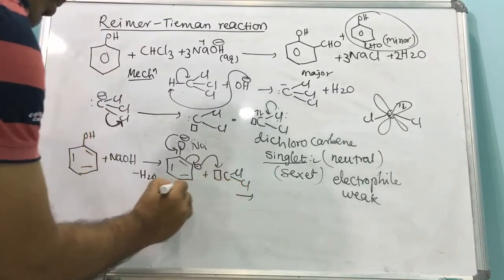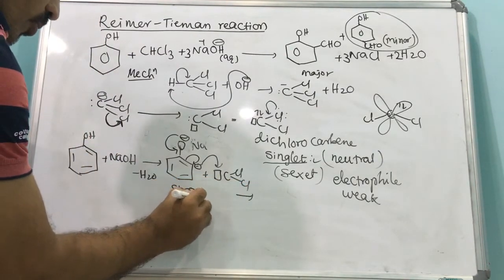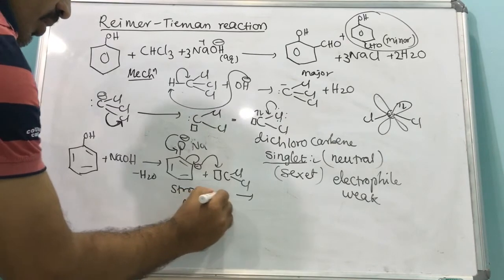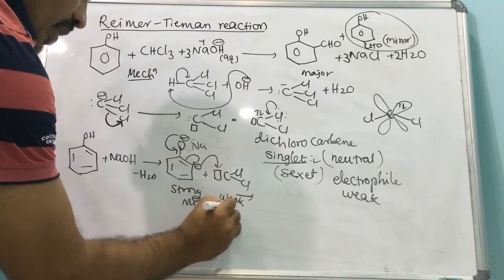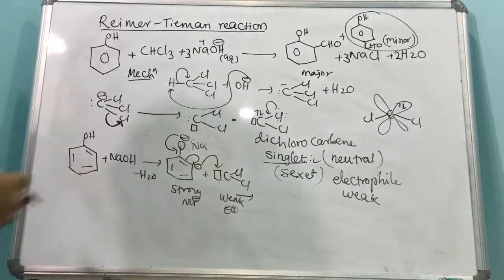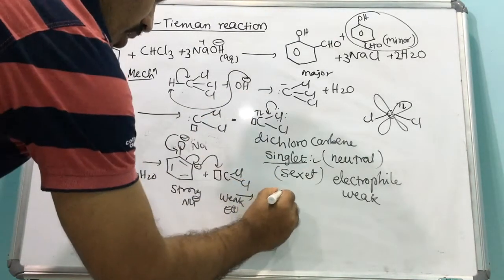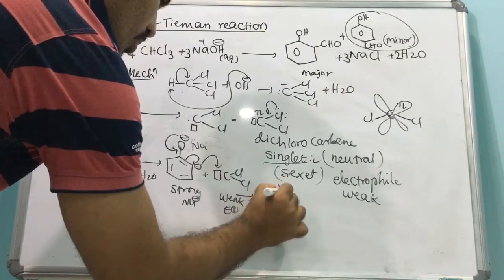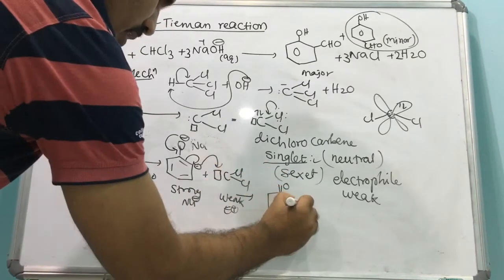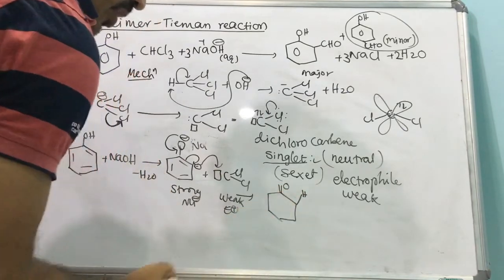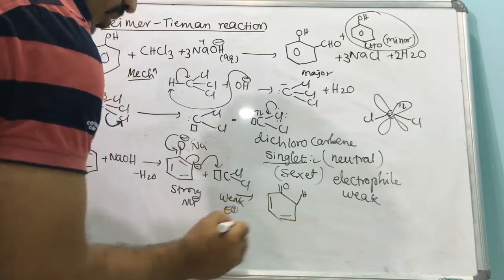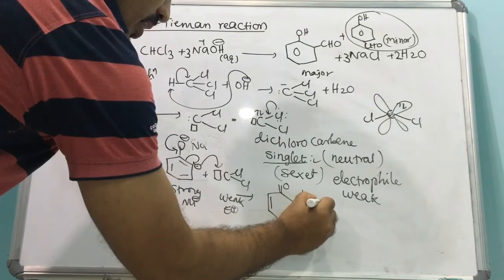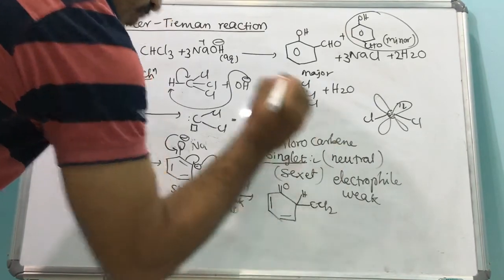Now this is weak, this is strong. Strong nucleophilic character, and this is weak electrophilic character. Then only this reaction takes place very well. Now we will get here O double bond O. Next, on every carbon in the benzene part we have one hydrogen, and here this is CCl2.